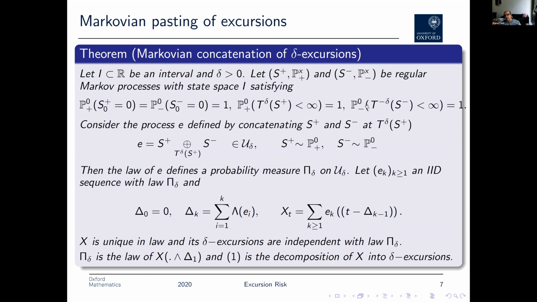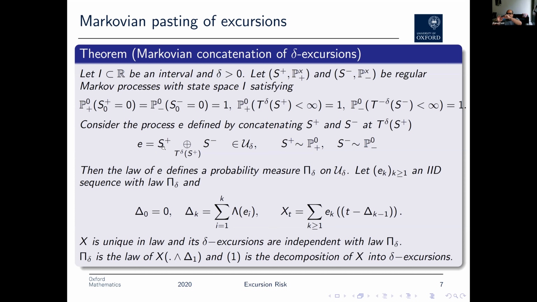This way you don't have trajectories that get stuck in one of the two and never reach the other. I mean, you can still do the construction, but it's less interesting. So now what I'm going to do is construct one delta excursion by pasting S plus and S minus together at the first hitting time of delta. What does it mean? It means I start from time 0, and S plus starts from 0. This is the assumption here: S plus of 0 is 0 with probability 1.